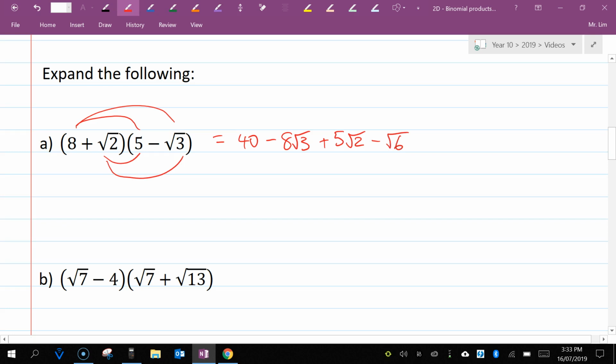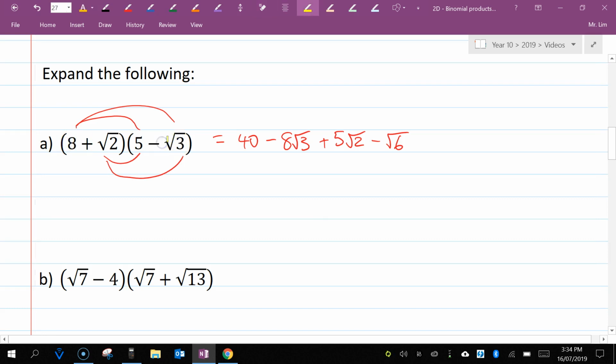Okay, so it's important to remember, you can only multiply terms together if they are both under the surd or if they're both outside of the surd, if they don't have a surd. So here we have 8 times 5. They're both outside of a surd, which is just 40. Then we have 8 times negative root 3. So one of them is outside, the other one's inside the surd or underneath the surd. Therefore, we can't just multiply them. It just becomes 8 root 3 or negative 8 root 3.